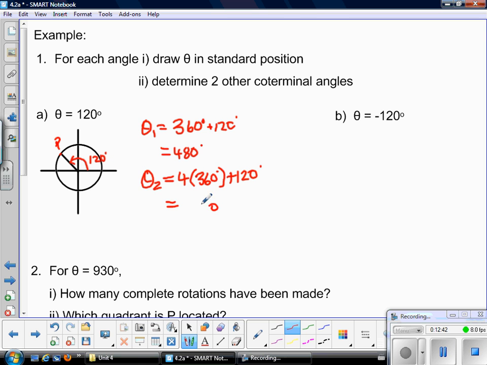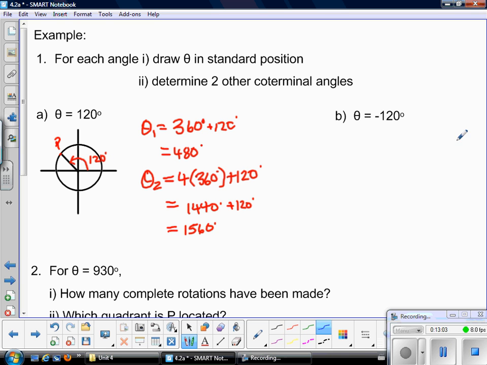Okay, we're checking out my mental math here now. So 4 times 360 is 1440, plus 120. I'm sure that's how you calculate it in your head too. So 1560 degrees. Okay, so as I said, you can choose whatever you want. And let's do the next one.